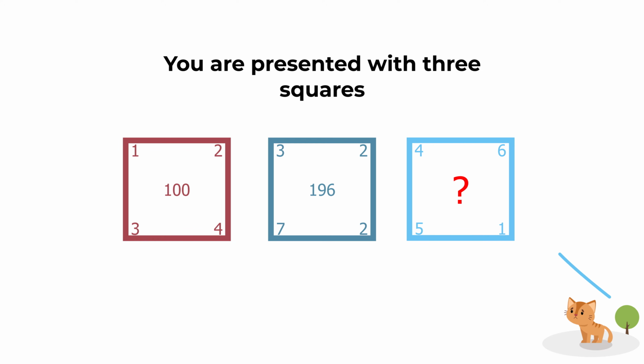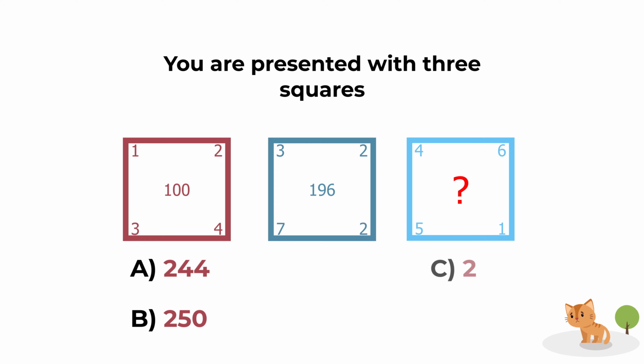in the middle. And the light blue square has numbers 4, 6, 1, and 5 in the corners, and the number in the middle of this square is missing. You have 4 different choices to calculate the missing number. Choice A, 244. Choice B, 250. Choice C, 256. And choice D, 262.